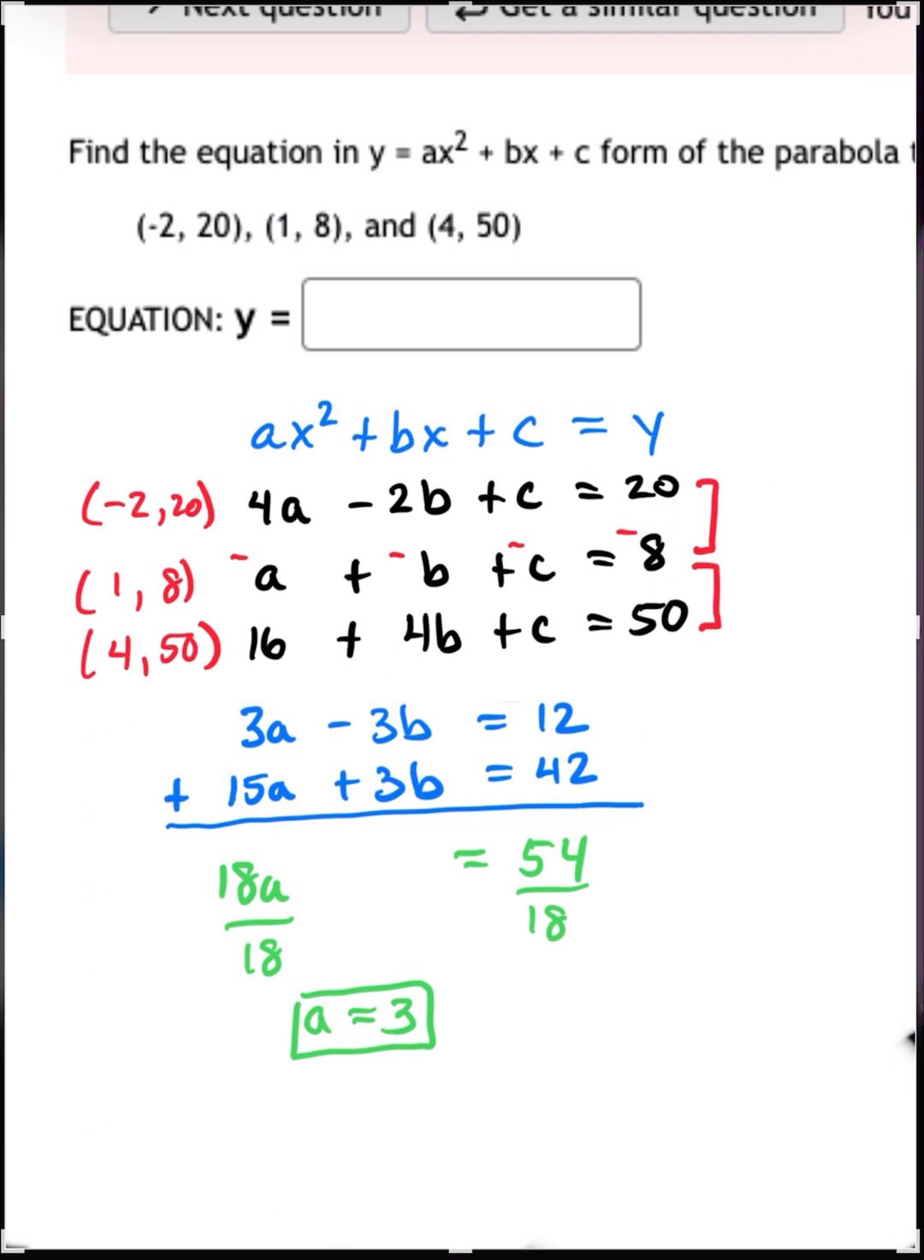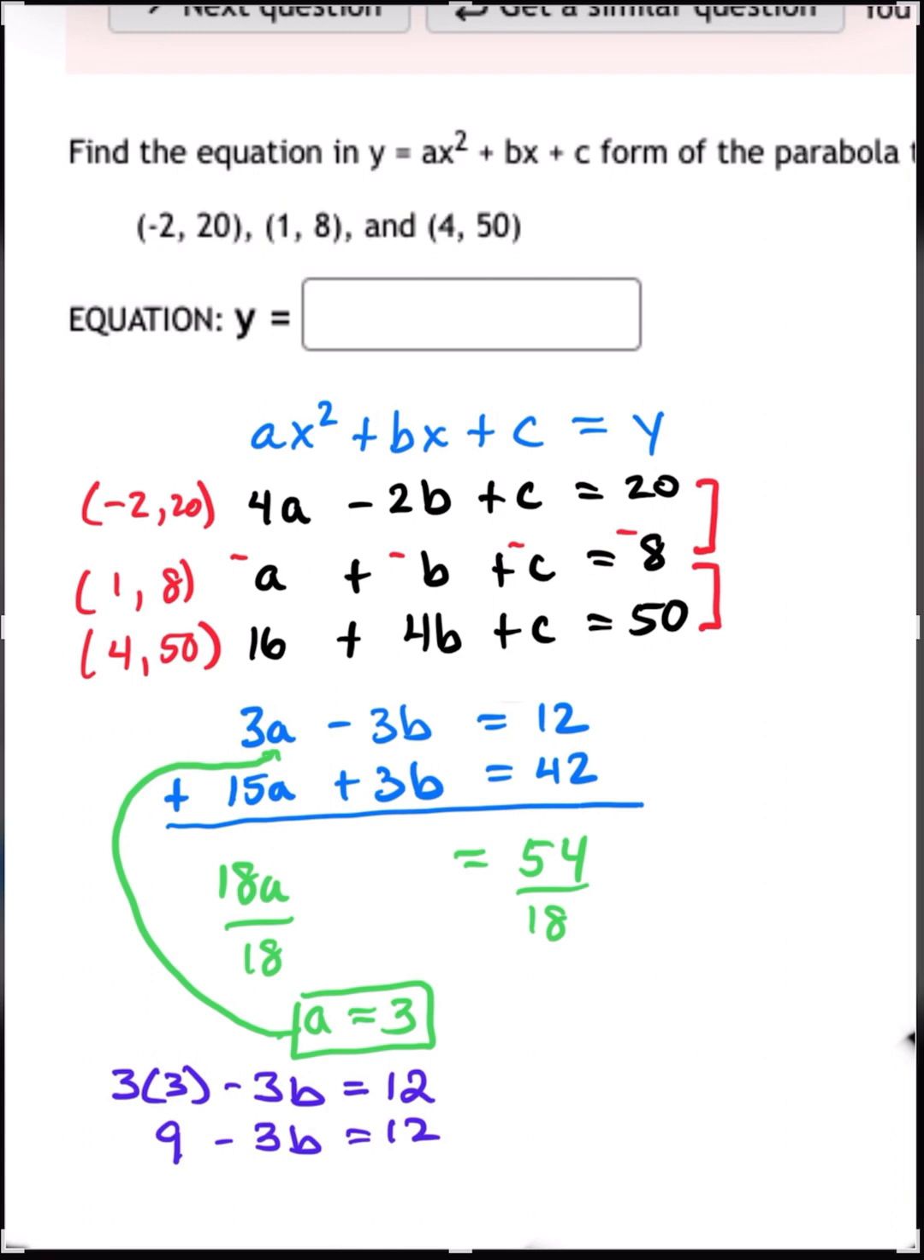Now that I know what a equals, I want to go back to my equation that only has two letters in it, or two variables. I'm going to choose the top equation here. I'll put that 3 in for the a in the top equation, and then when I plug that in, I'll have 3 times the a value, 3, minus 3b across the top of that blue equation equals 12. Now you'll notice that 3 times 3 gives you 9, and then if I subtract 9 to both sides, my negative 3b is then going to equal 3. And if I divide both sides by negative 3, I'll end up getting b equals negative 1.